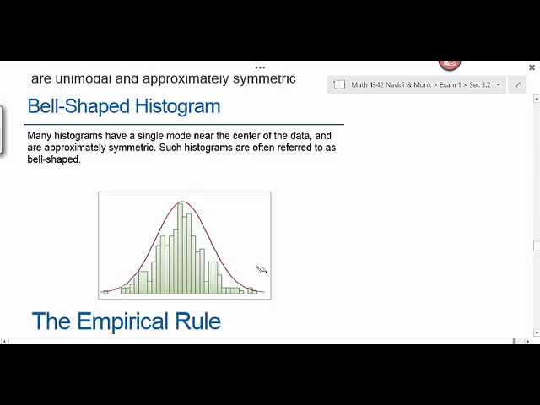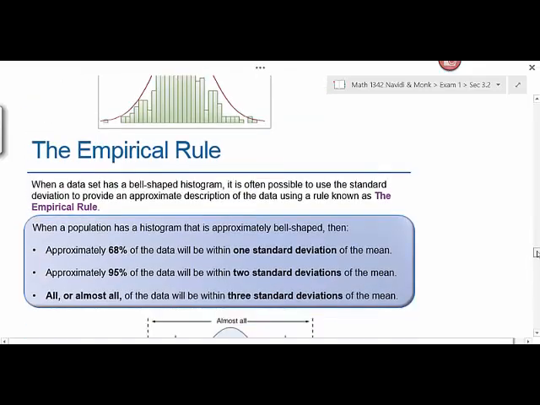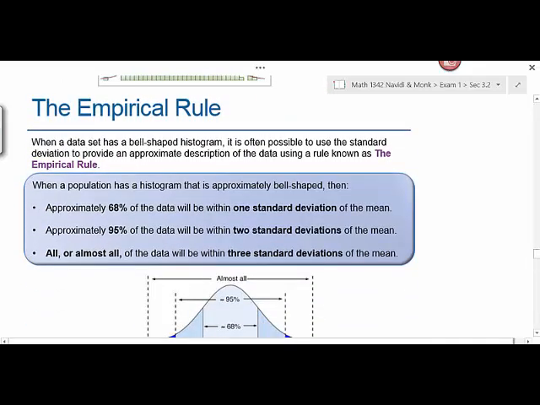Many histograms have a single mode near the center of the data and are approximately symmetric. Such histograms are often referred to as bell-shaped. They're more often referred to as normal. The empirical rule works only with normally distributed data. When a dataset has that bell-shaped histogram, it's often possible to use the standard deviation to provide an approximate description of the data using a rule known as the empirical rule.